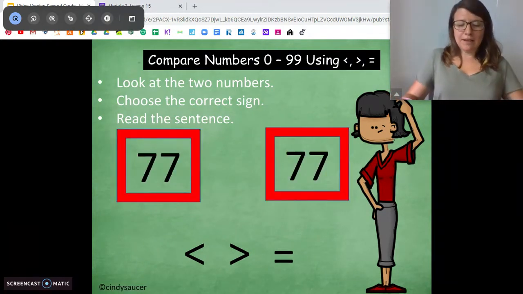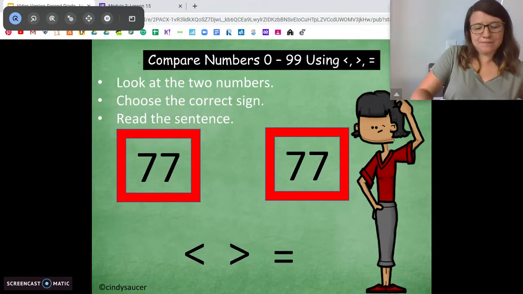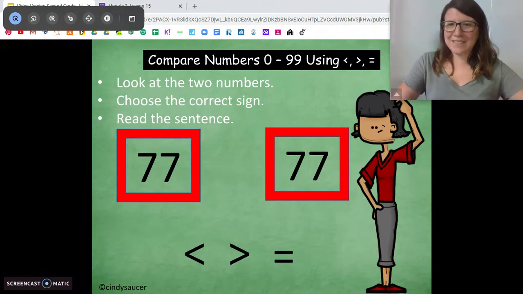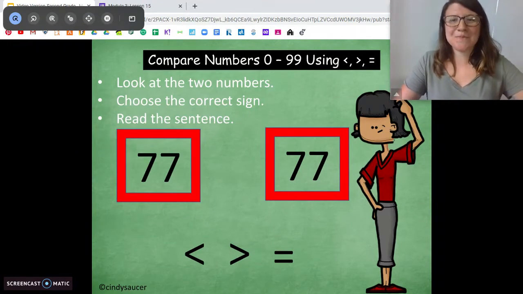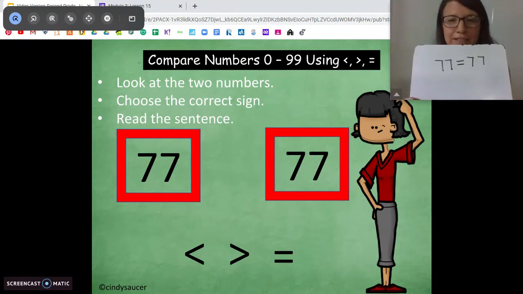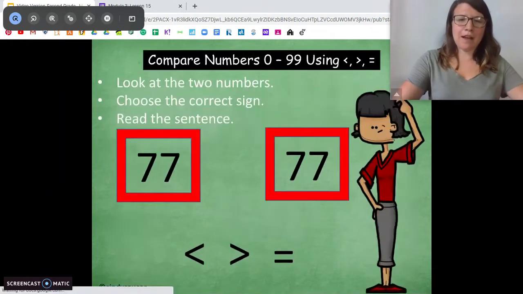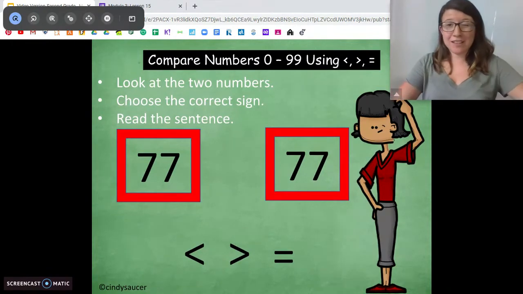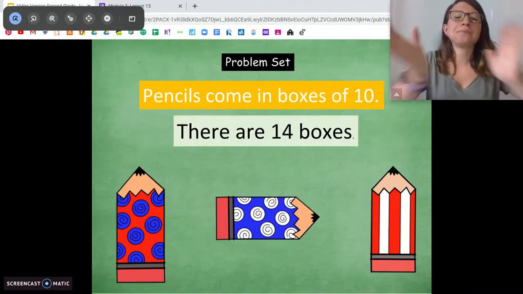All right, 77 and 77. Go ahead and compare those 2 numbers. Ready? Go ahead and read your sentence to me. Very good. 77 is equal to 77. Same number, same value, they equal each other. Excellent job. All right. Now, let's get into our problem set for today. Make sure you pay attention to this, wink, wink, because your exit ticket is going to be very similar, wink, wink. All right, here we go.